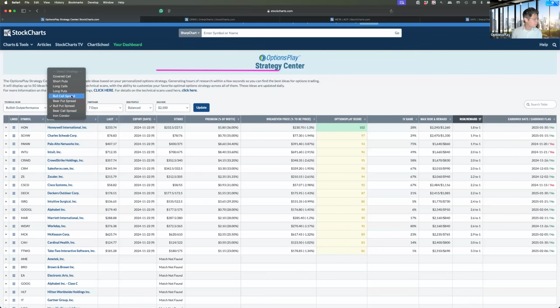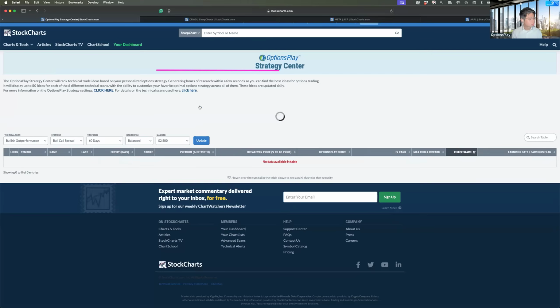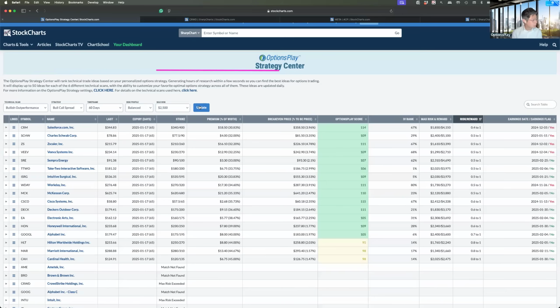So for those of you that like to buy debit spreads, and maybe you like to go out 60 days like I do, a more balanced risk to reward ratio on debit spreads.